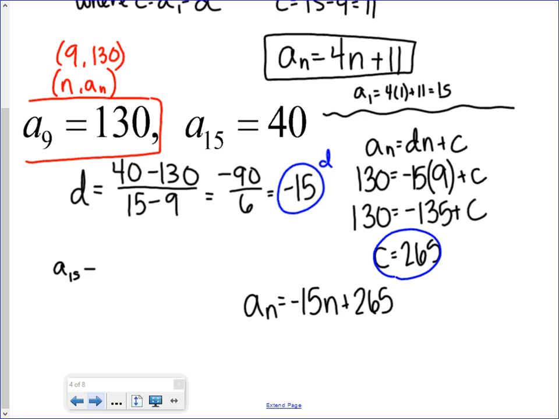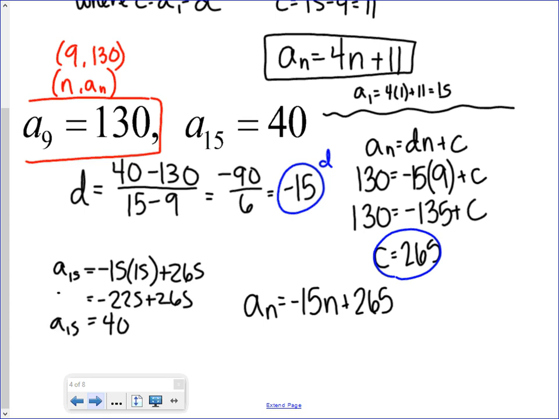Okay, so I want to calculate a sub 15 with my rule. That would be negative 15 times 15 plus 265. Negative 15 times 15 is negative 225 plus 265. And then that tells me that the 15th term, a sub 15, is 40. So that checks out with what I was given in the problem. Now you can use the other formula if you're more familiar with that formula from Algebra 2. And there are other ways to think about sequences.